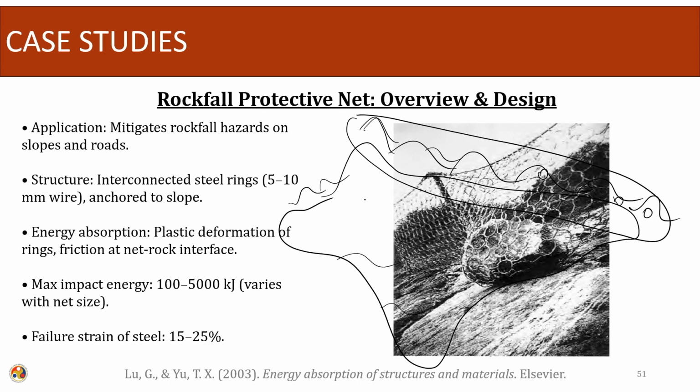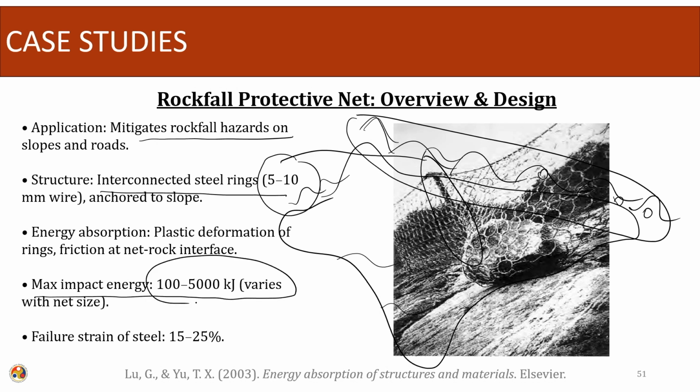So, this type of material can also be used for mitigating rockfall hazards. They have an application of mitigation in rockfall hazards. The structures are made of interconnected steel rings. They are nothing but 5 to 10 mm wires, and they are anchored to the slope. So, this is the anchor. Energy absorption occurs due to the plastic deformation of the rings and the friction at the net-rock interface. Here it can withstand an impact energy of 100 to 5000 kilojoules.